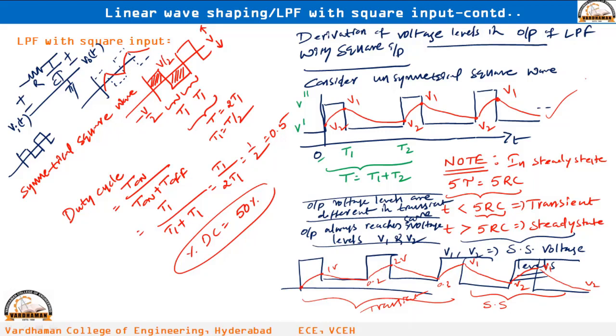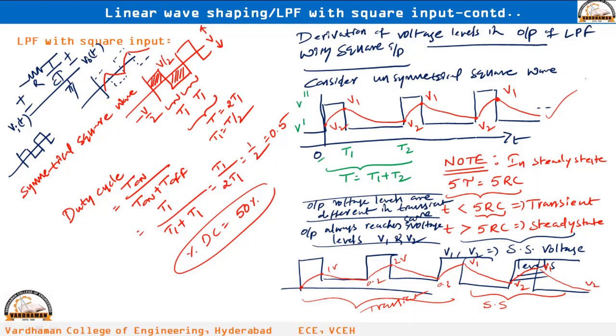Within those first 2 cycles, it may reach the steady state, or it may not. That you need to analyze with respect to the RC value. So this particular concept is a very, very important thing. Very interesting, also somewhat confusing. Whatever it may be, here we are going to work with the steady state voltage levels only. That means the output always rises up to V1 and falls up to V2. There is no change in the voltage levels. With that, I am starting the derivation.